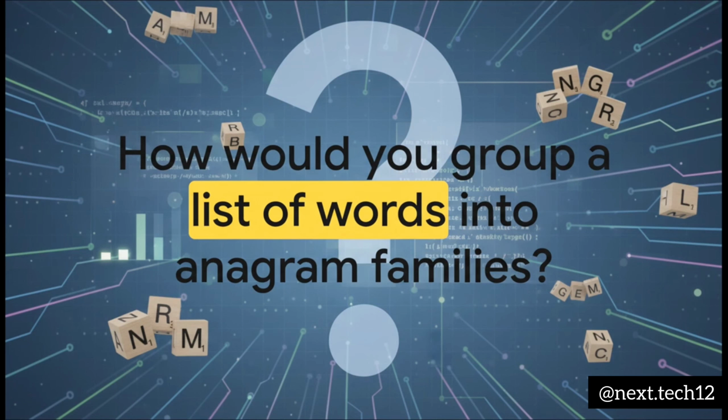And that leaves us with one final, bigger question to chew on. Now that you know how to check if two words are anagrams, how would you tackle a bigger problem? Like, say, grouping an entire list of words into their anagram families. Think about it. The key to solving that much bigger puzzle lies in the exact methods we just talked about. Which one do you think would be best for that job?